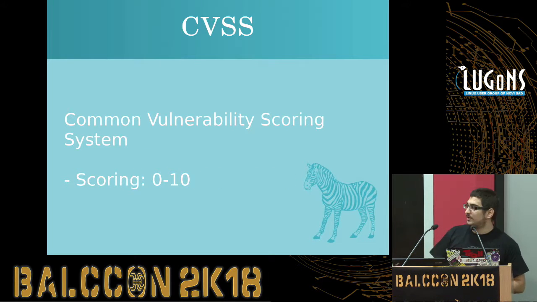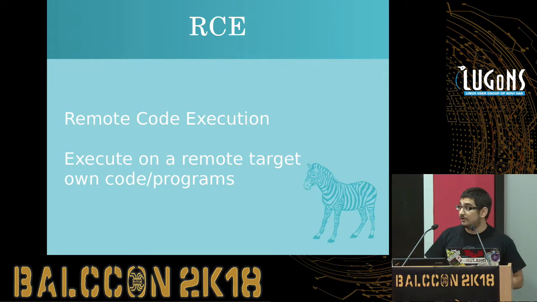Then there is CVSS. It's the Common Vulnerability Scoring System. It's a system to score the impact of the bug. It's scored from 0 to 10. So 0 is like no really big impact, and 10 is like just shut this system off and don't turn it on until you fix the bug. It's based on a formula with different metrics, and it's a free and open industry standard. Then RCE is remote code execution. So you execute on a remote target your own code, a program you want to execute.